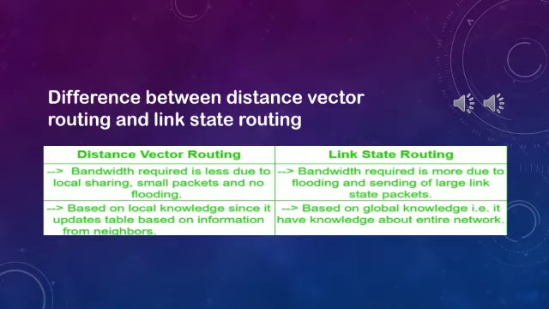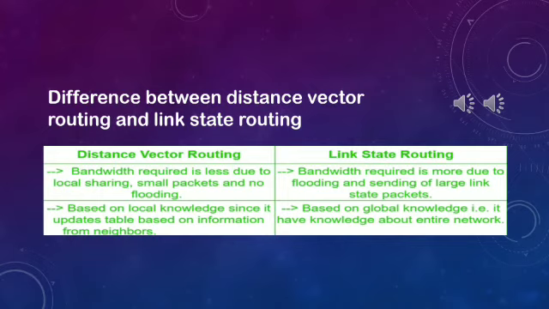Let's get into the major differences between the distance vector routing and link state routing. For distance vector routing, the bandwidth that is required is really less due to the fact that it's based on local sharing. We have discussed that before. It's like one node sends information to the neighboring node. It doesn't go to the next ones. It just focuses on the neighboring nodes. But in contrast, for link state routing, we can see that the bandwidth required is more because it considers the entire network.